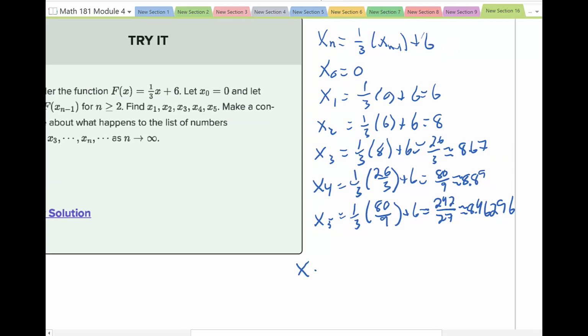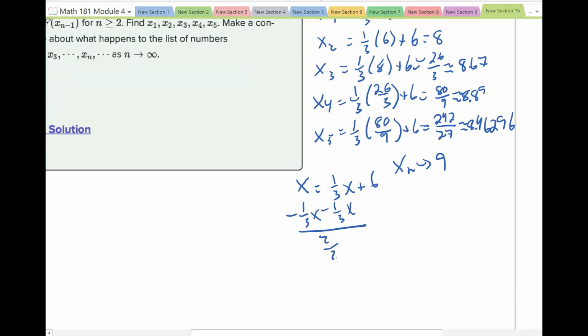If we were to solve this, see where, oh, I guess you can see where it's going. Looks like it's going towards 9. X sub n is going towards 9. So if you set x equal to 1/3 of x plus 6, subtracting 1/3 x from each side, 2/3 x equals 6. Multiplied by 3/2, x equals 9. Yay, that was fun.